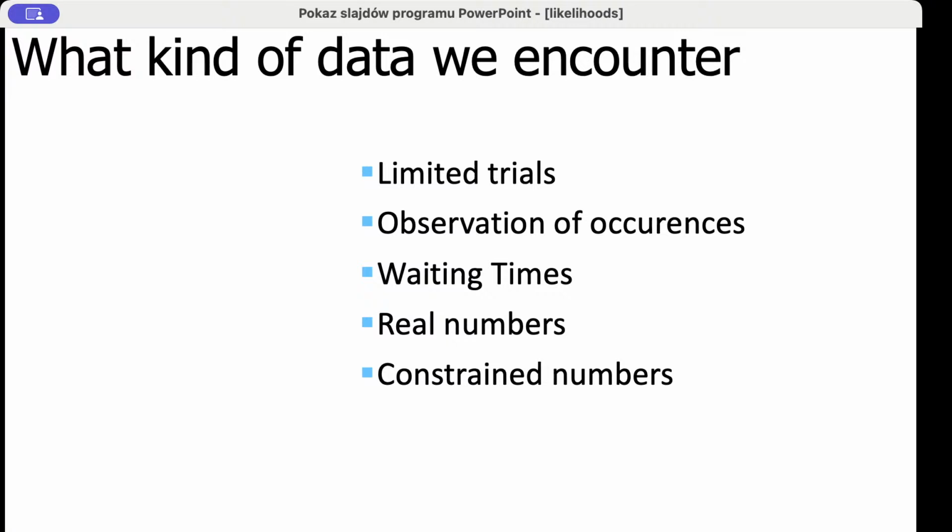We can observe waiting times, so situations where time passes between two events, or what is the remaining useful life of a device, when it will fail. Or we can have real numbers, numbers that can take any kind of value, potentially from plus to minus infinity. Having such numbers allows us to create a solution that is the model of the phenomena that is important.